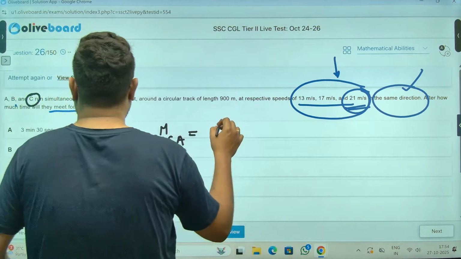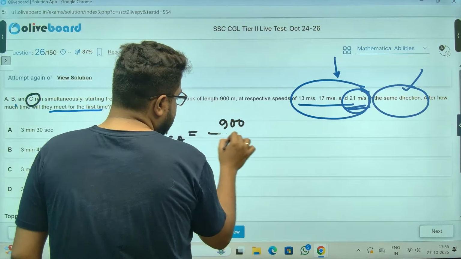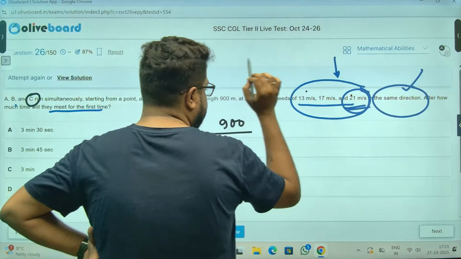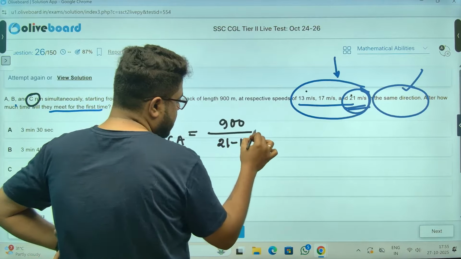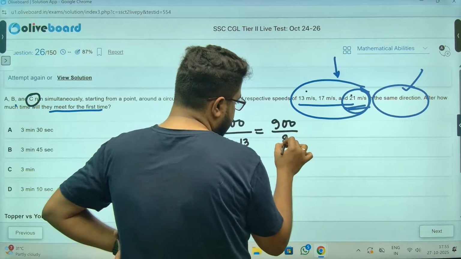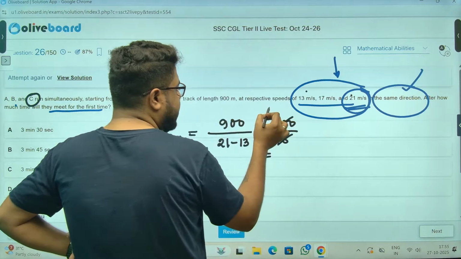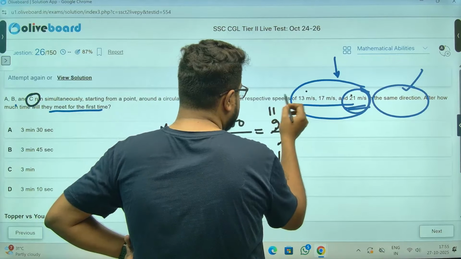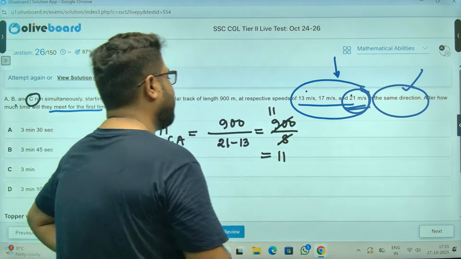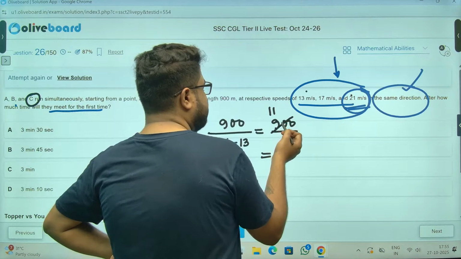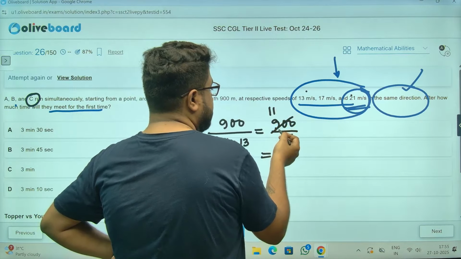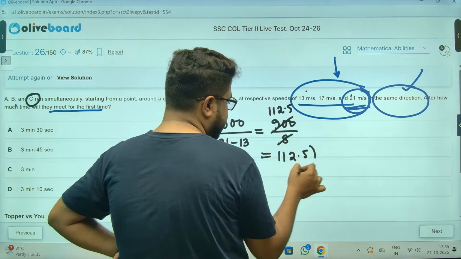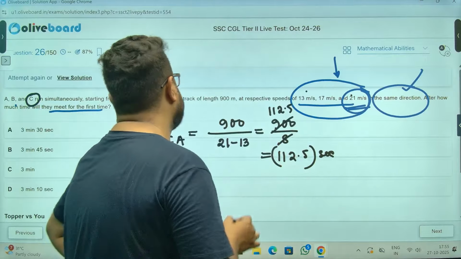Let's see, sir. Total track length 900. Same direction, meaning the relative speed will be minus, so 21 and 13. So this is 8. So 8 11s are 88, so 20, it will not go. 8 11s are this thing. How much is left? 20. So 8 2s are 16.5. 112.5 seconds. After this much interval.